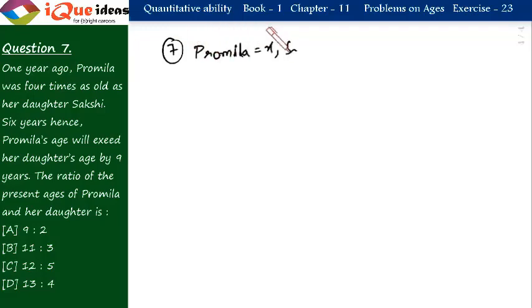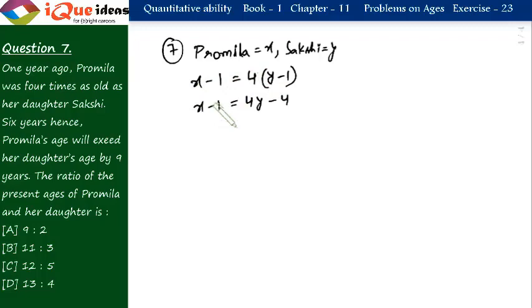Now let's see, Pramila's age is X and Sakshi, that is the daughter, age is Y. Now the first relation: 1 year ago, that means X minus 1, that is equal to 4 times Sakshi's age, which would be Y minus 1, because we are talking about 1 year ago. So X minus 1 is equal to 4Y minus 4. So it is X equal to 4Y minus 3. So this is one equation.